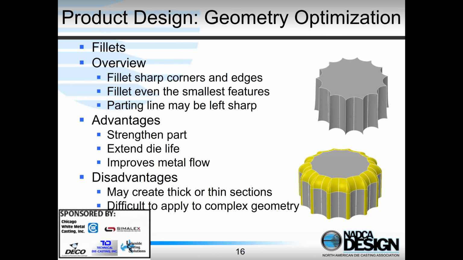Sharp corners in the die are going to be stress risers. If we fillet them, we remove them, and therefore we're going to remove the stress concentrations, we're going to remove the heat concentrations in these corners, and so the die is going to last much longer.